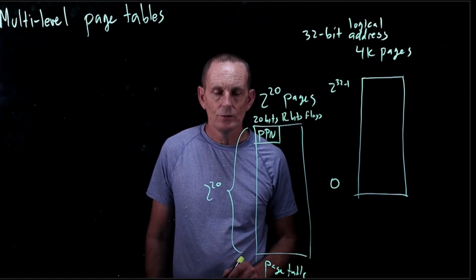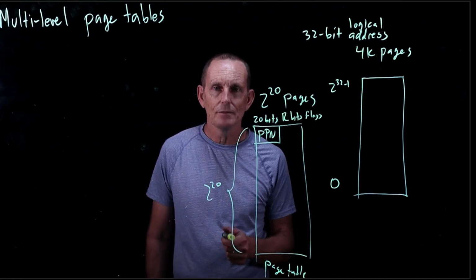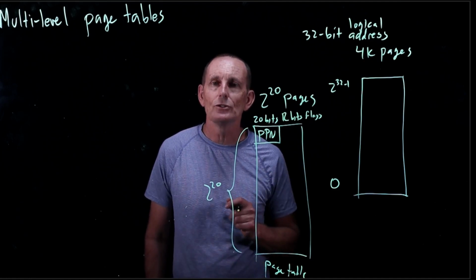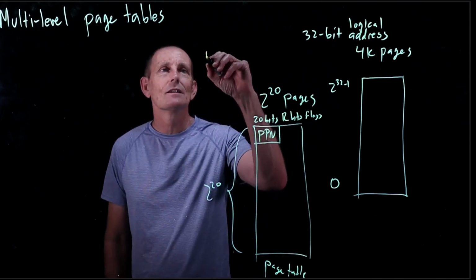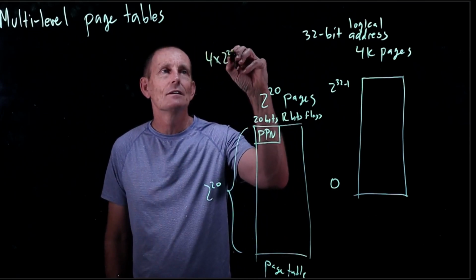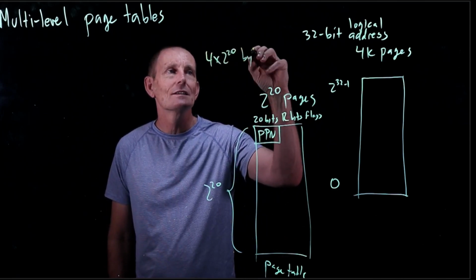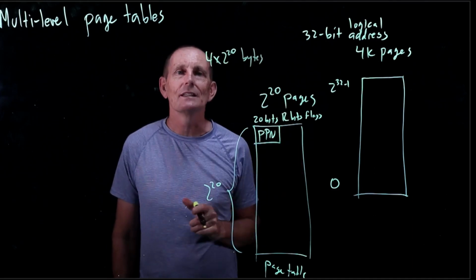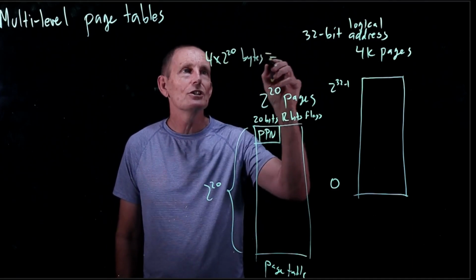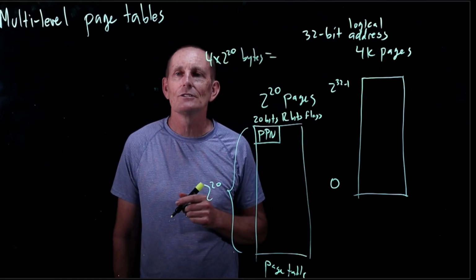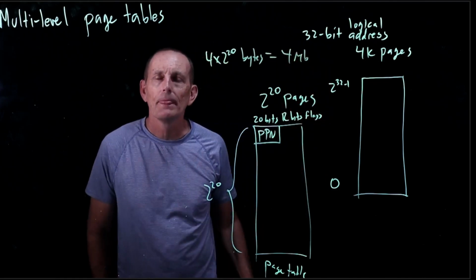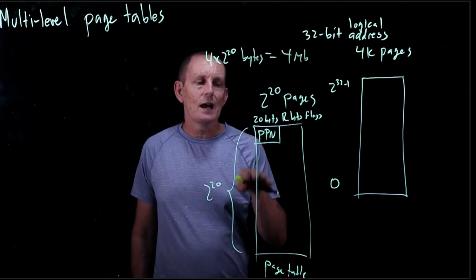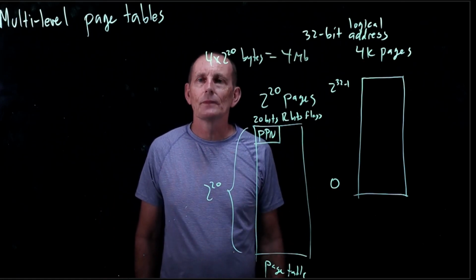So how big is this? Well, that means basically we have 4 times 2 to the 20th bytes used by this table, right? That's the area of the table, which equals, we know 2 to the 10th is around 1,000, so 2 to the 20th is 1,000,000, so this is 4 megabytes. So 4 megabytes is the size of each page table, okay?